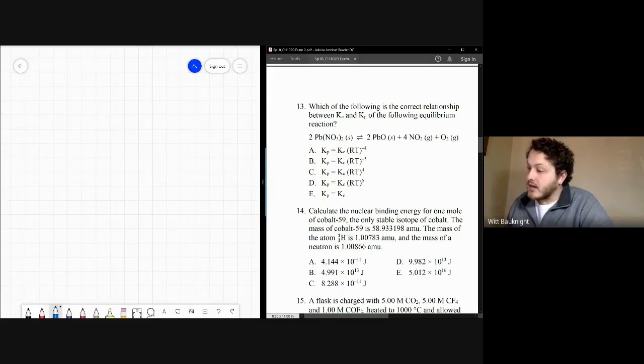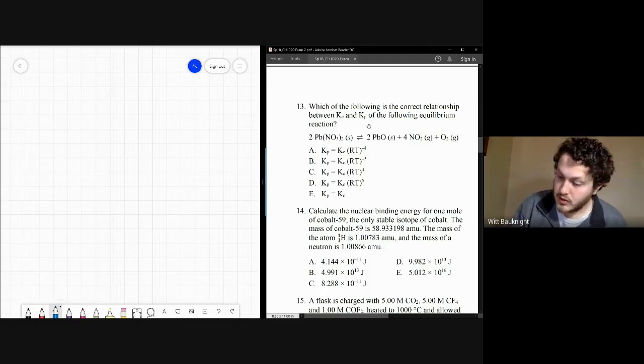Problem 13 asks, which of the following is the correct relationship between Kc and Kp of the following reaction? So we have this reaction. There's a couple of solids, gases, and gases. So first of all, we've got to think about what is really affecting the equilibrium constant in this case. Well, due to the fact that we have solids and gases, solids don't contribute to the equilibrium constant at all. So we're really just focused on the gases.